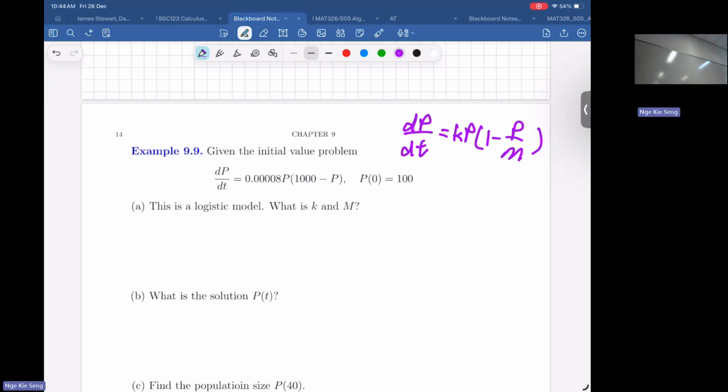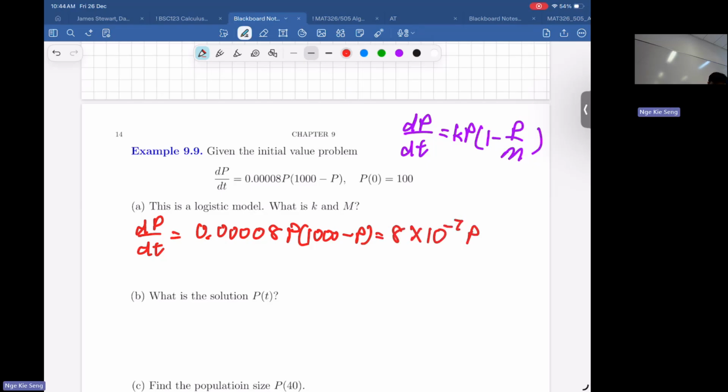Divide by 1000, huh? So you can factorize the 1000. If you factorize the 1000, what do you get? dp over dt. There are so many decimal points, very annoying. So maybe I write it as 8 times 10 to the negative 7 p times 1 minus p over 1 times 10 to the 3. So this is in the form of kp, so you see, kp times 1 minus p over something m.